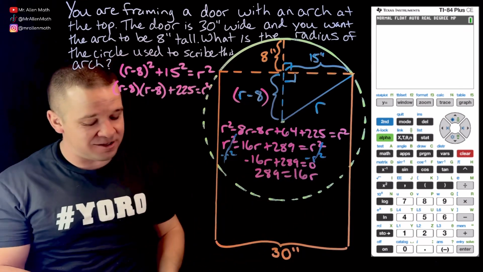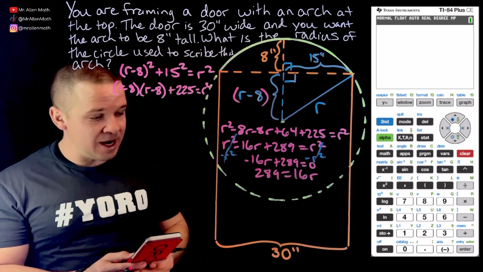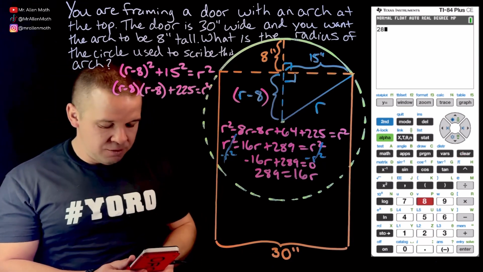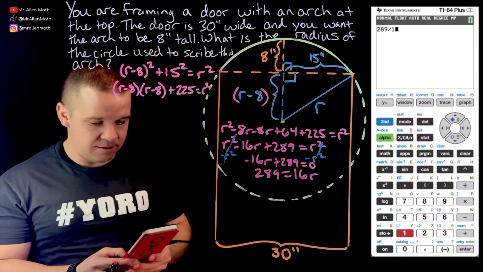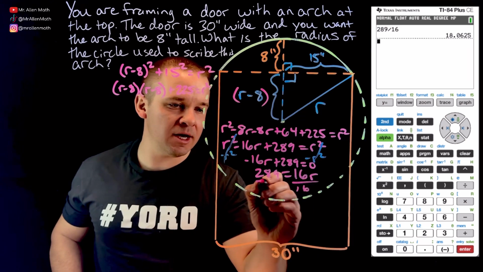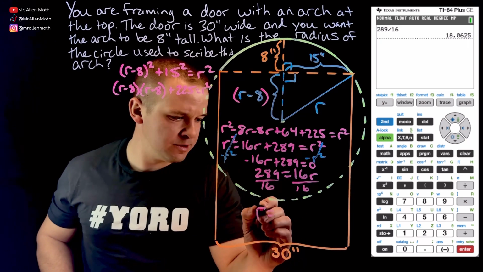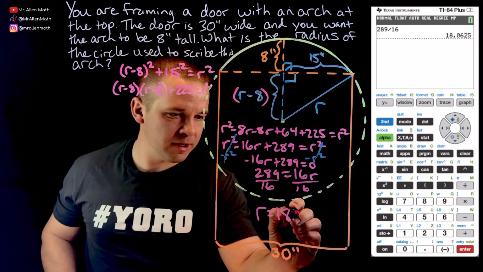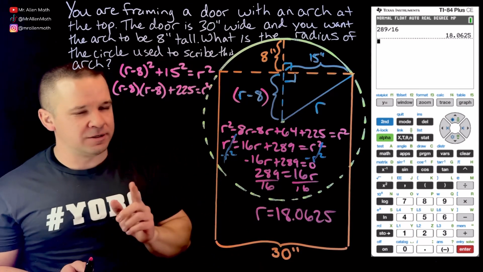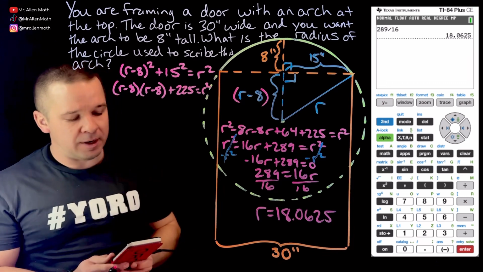And I can just take 289. Oops, I got to make sure that I'm clicked onto my calculator here. There we go. 289 divided by 16. Beautiful. R equals 18.0625. All right, so 0.0625, that looks like a pretty familiar decimal, but I'm not totally sure.